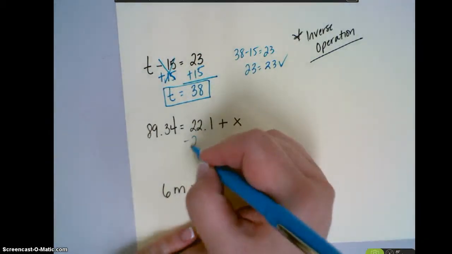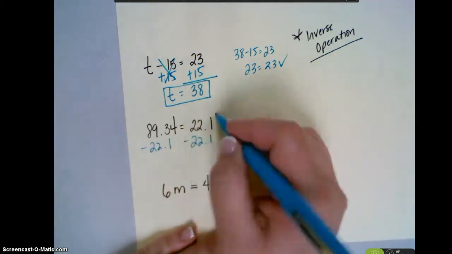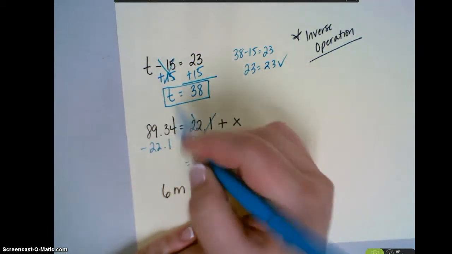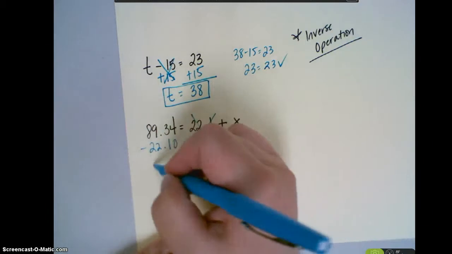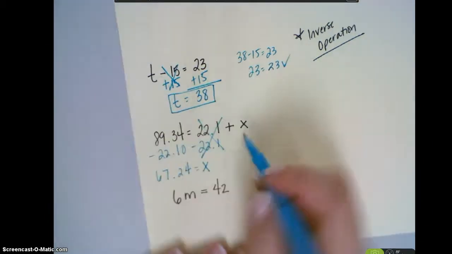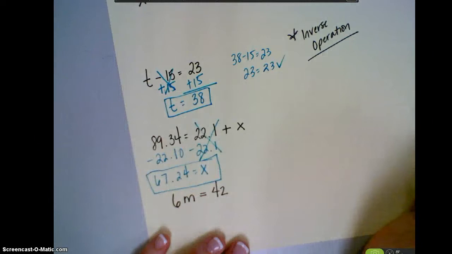For this one, because my operation is addition, I'm going to do the opposite, which is subtraction. So I'm going to subtract 22.1 from both sides. These will cancel. I'll be left with x. Here, I will have 4, 2, 7, 6. So 67 and 2400ths is going to be equal to x.